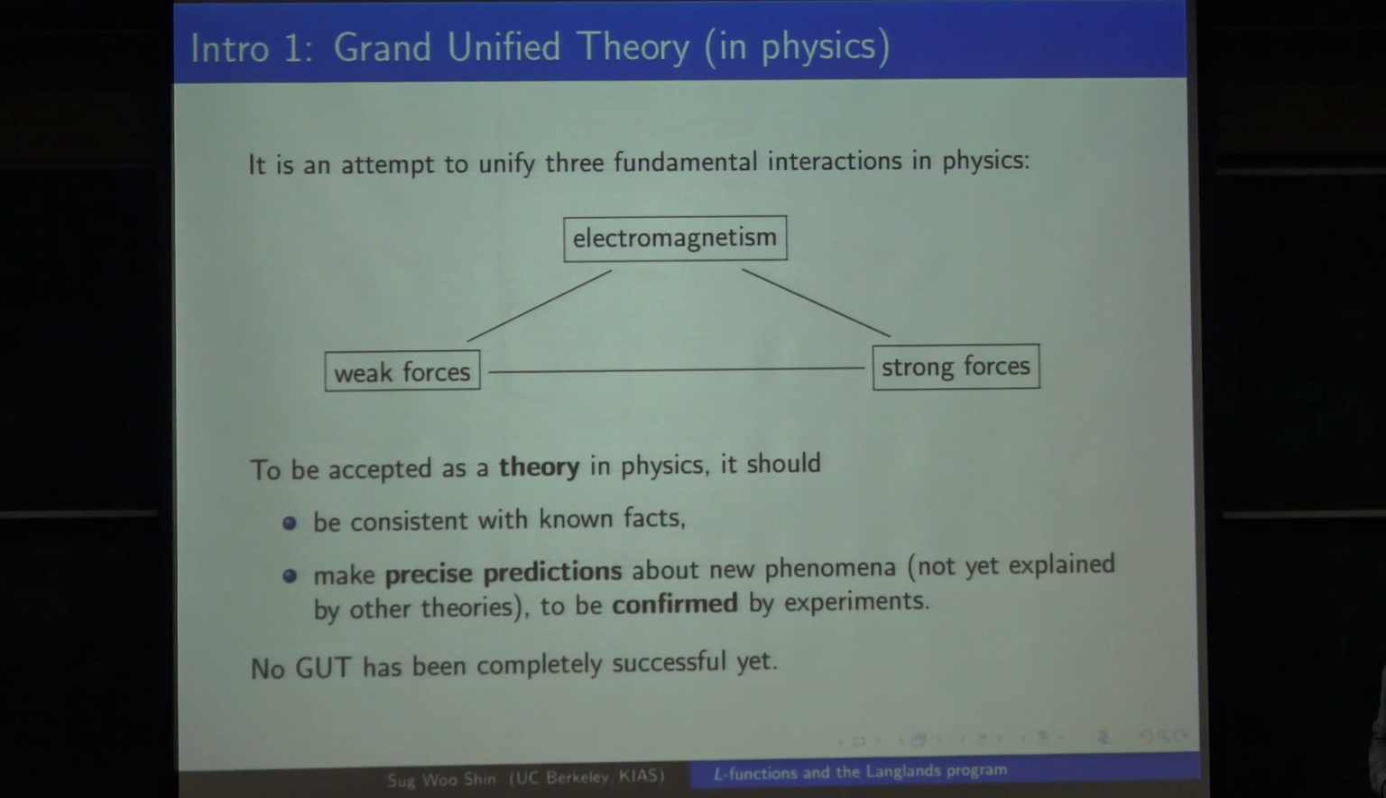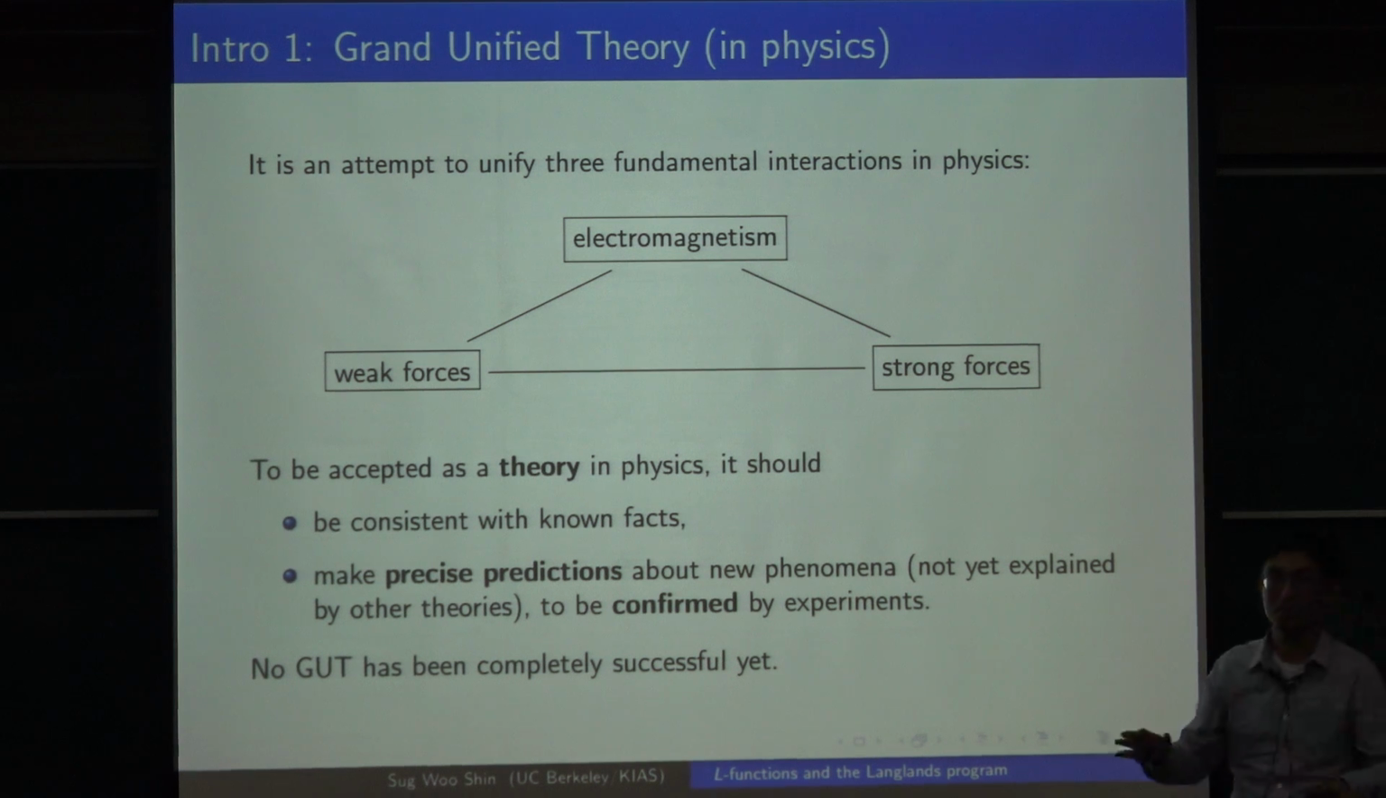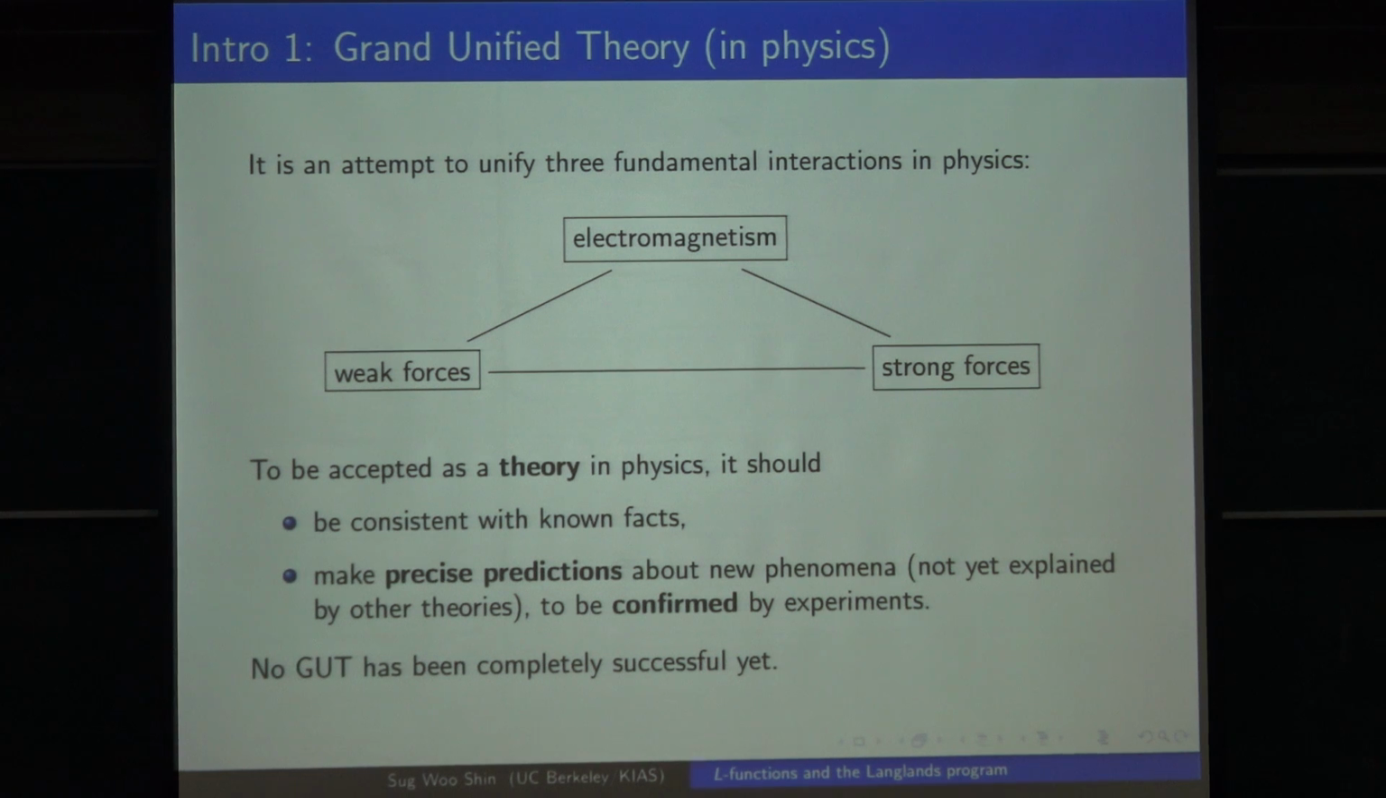First of all, it should be consistent with known facts, so there shouldn't be any contradiction, right? But more importantly, maybe, a theory has to make precise predictions and also new predictions. It's not enough to explain what's been known before. And then these new predictions should be verifiable or falsifiable, and then it should be confirmed by experiments. Then, you qualify. But as far as I know, no GUT has been successful yet, not completely.